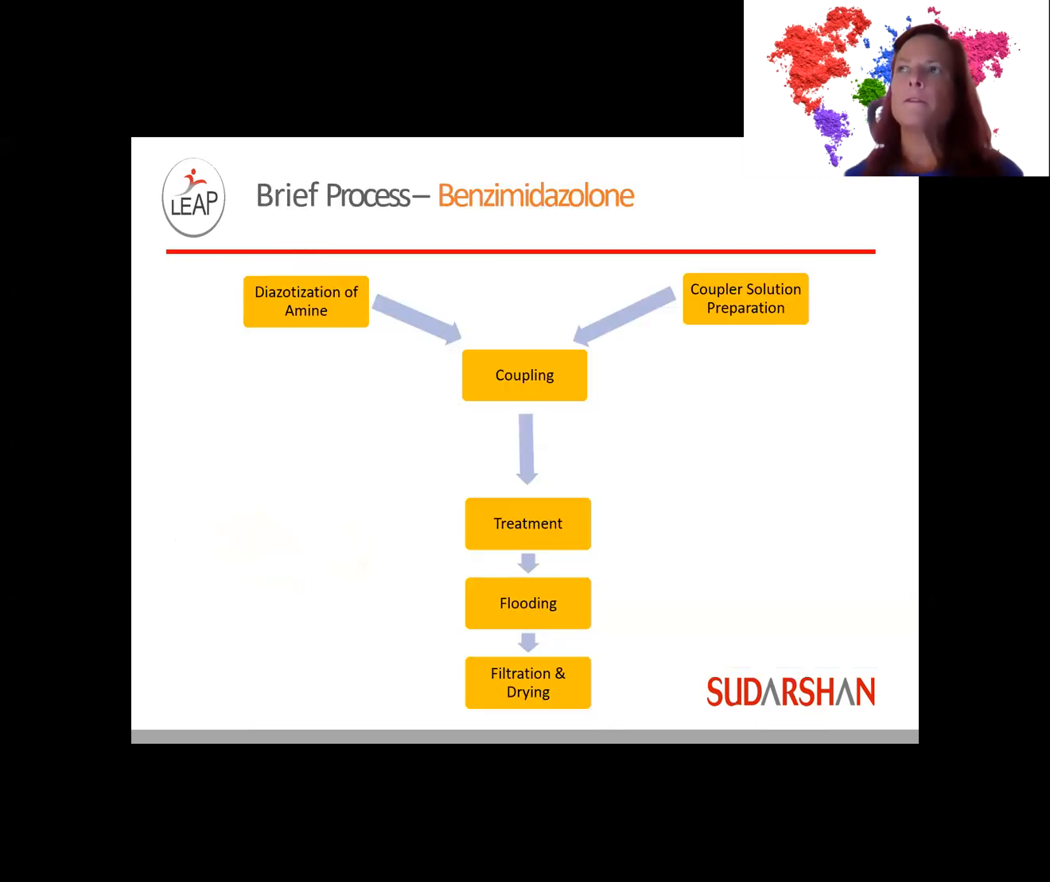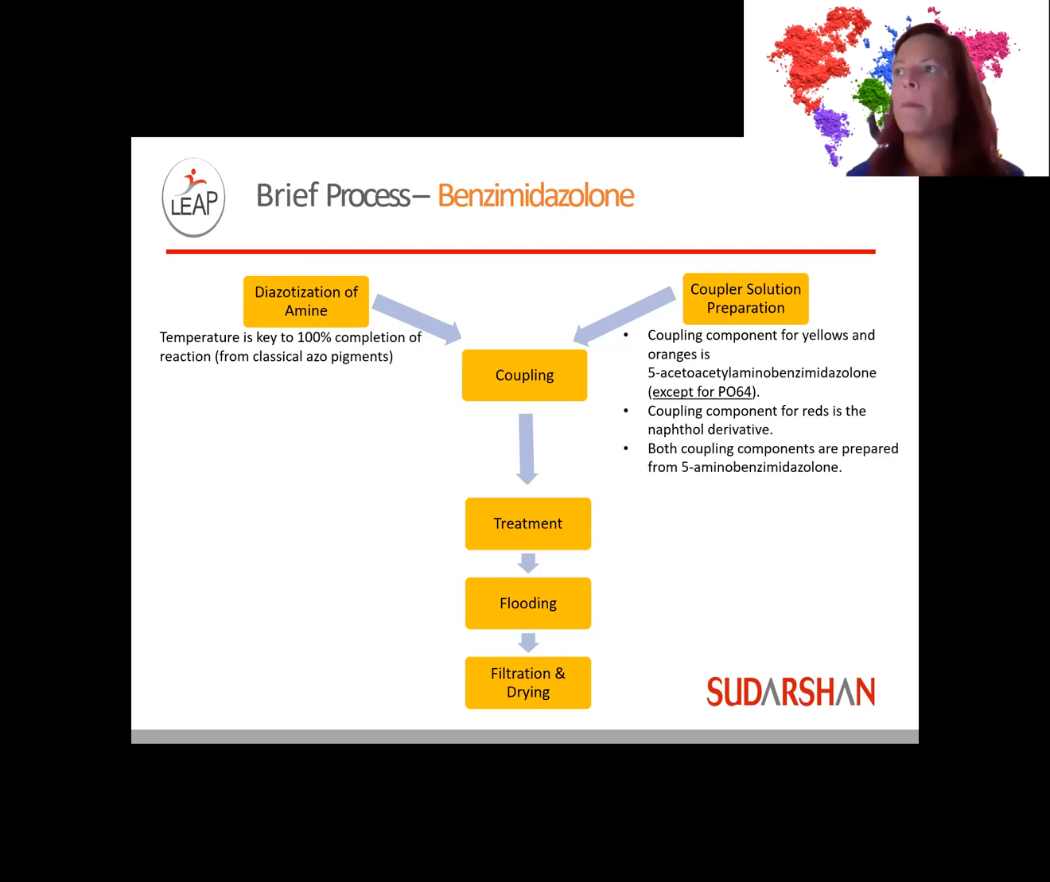From a process perspective, the benzimidazolone and the disazo condensations do have their start from the classical azo pigments that we discussed a couple of months ago. So the diazotization of the amine is one of the first steps, along with a coupler preparation. In this particular case, there is a unique coupler for yellows and oranges and one for the reds. However, they both start with the benzimidazolone raw materials to create the coupler.